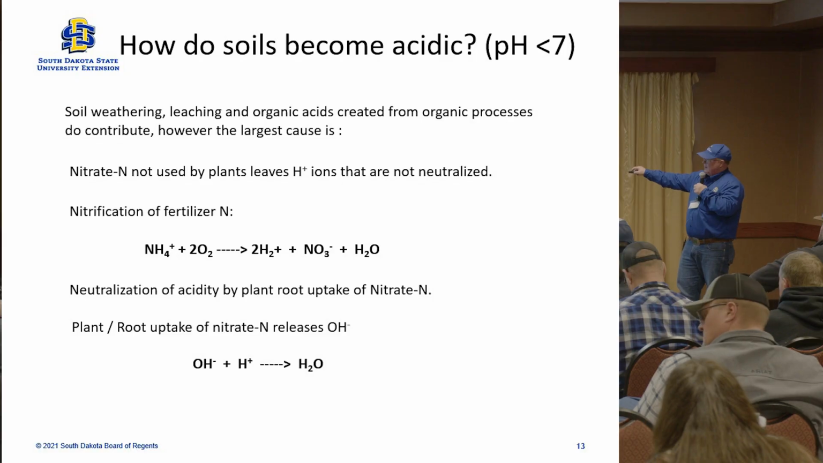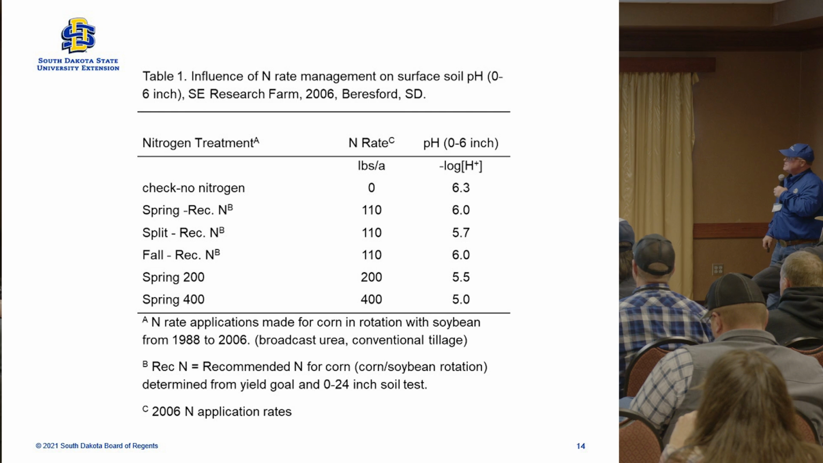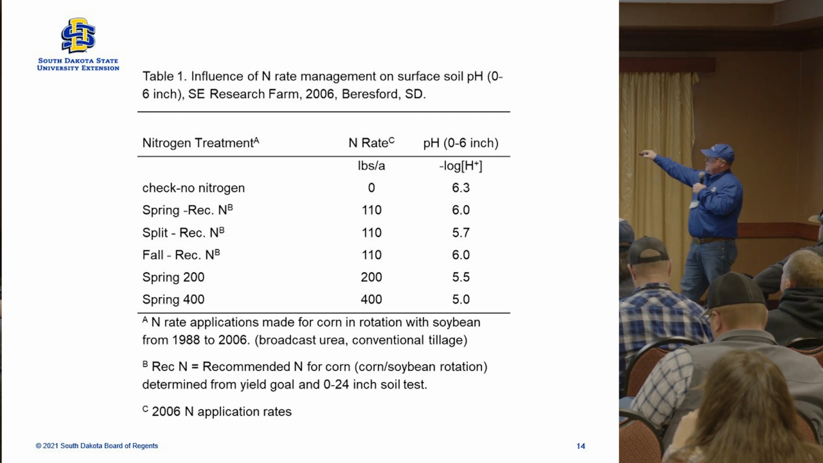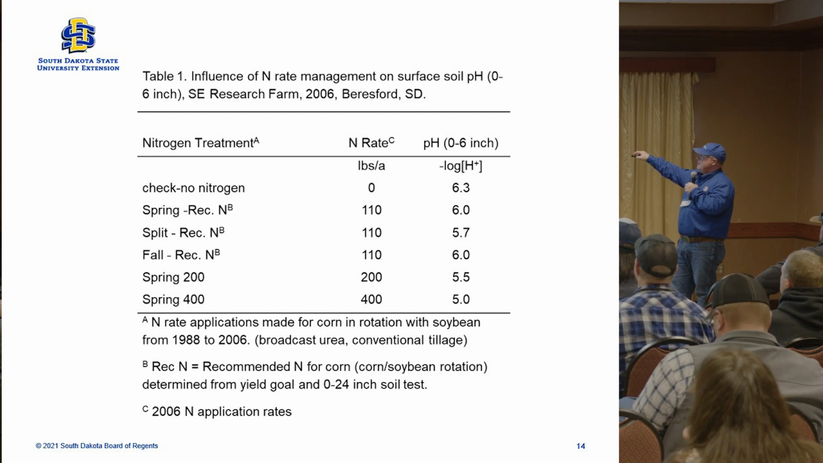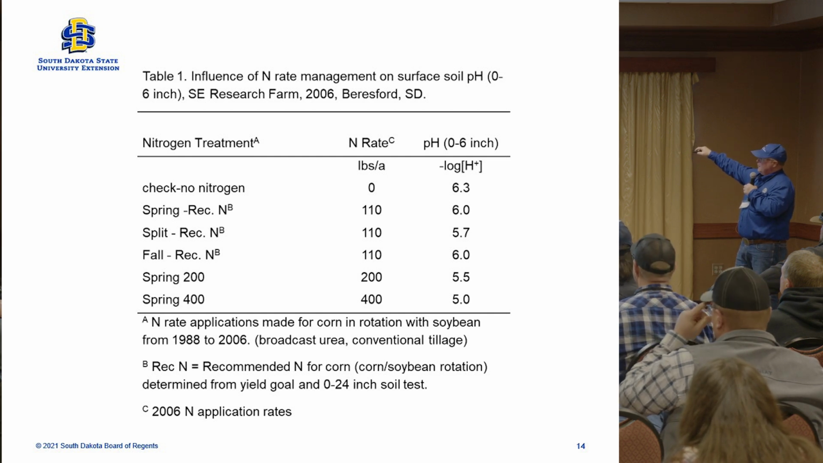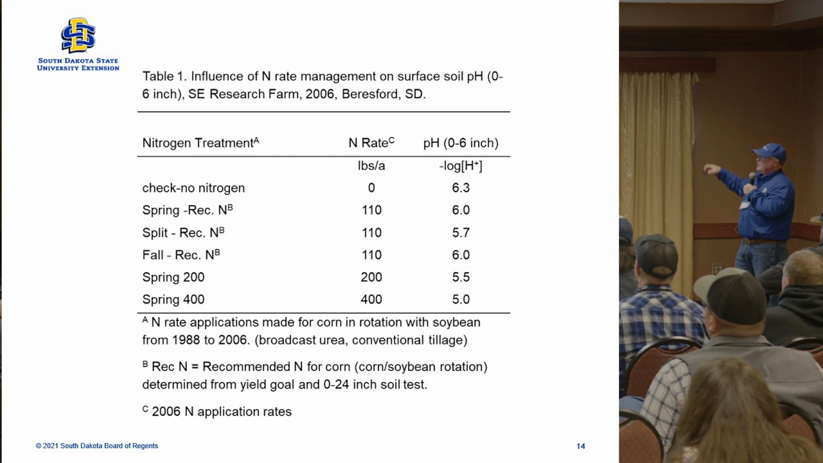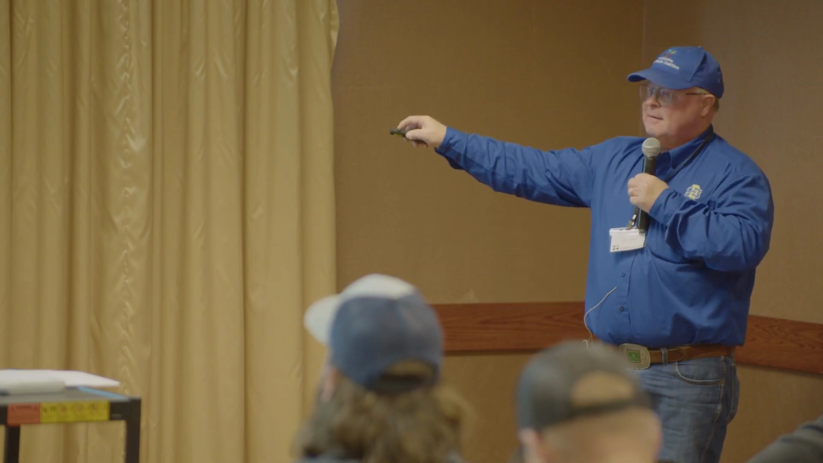So there's that hydroxyl plus that hydrogen neutralized into water. Okay, here's some research from the Southeast Farm where we applied different nitrogen rates and timings to corn in a corn-soybean rotation. And here's those rates: 110, 200, 400. And you can see the effect on soil pH. See what the 400 pounder did? Okay. So that proves that overuse of nitrogen fertilizers is acidifying our soils.